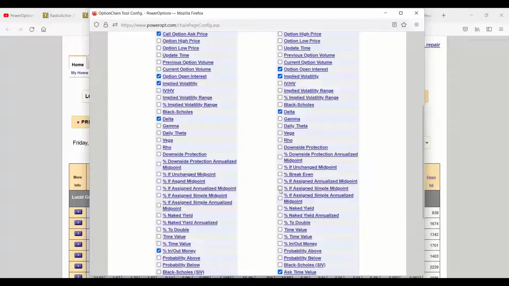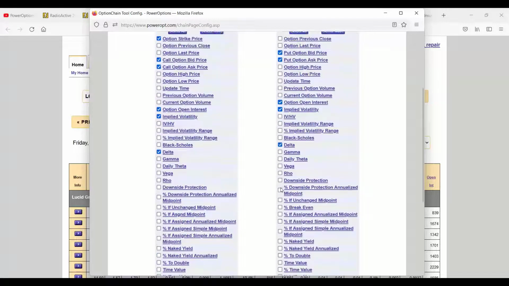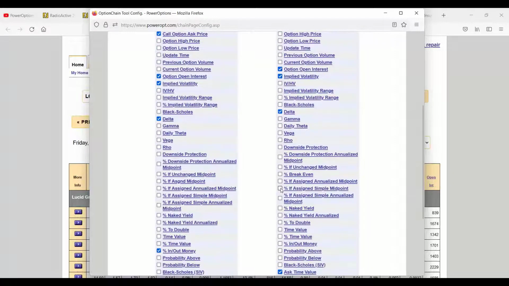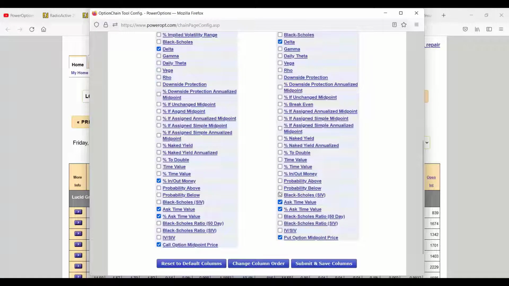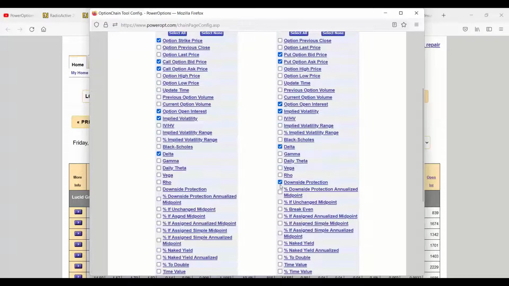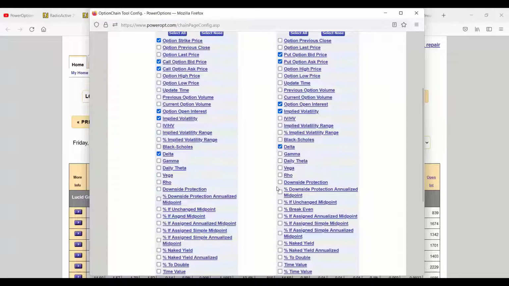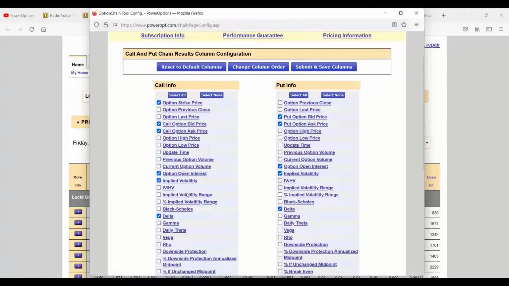let's see, the percent if assigned. I'm looking for the regular percent if assigned. I'm sorry, hold on. I don't want the simple. All right, so the downside protection I want. Maybe I already have it. Oh, I apologize. Ladies and gentlemen, I apologize. Let's start on the call side, shall we?